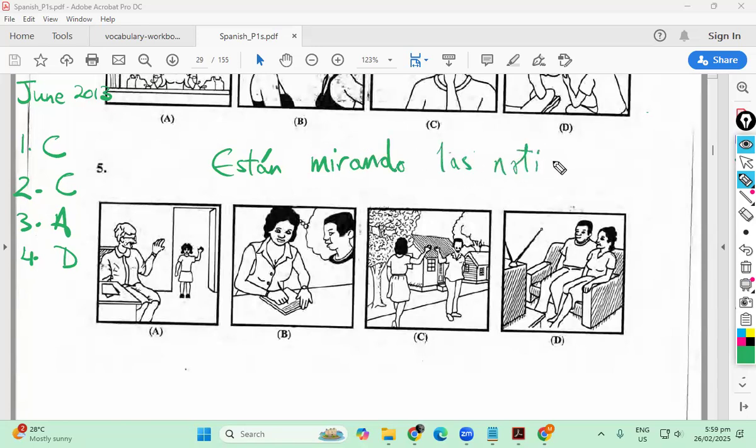Las noticias. Right? And noticias is news. So the answer is right. Mirando, from mirar, to look. The answer is D, right? Everybody sees that? To look at. Not just to look, but to look at. All right. 3 more.